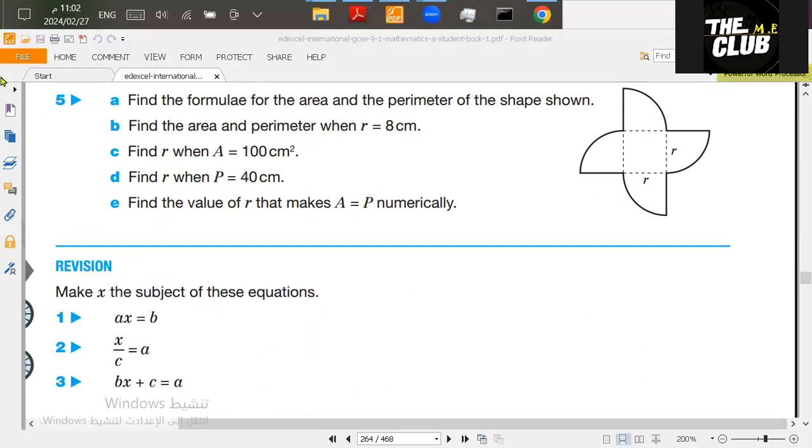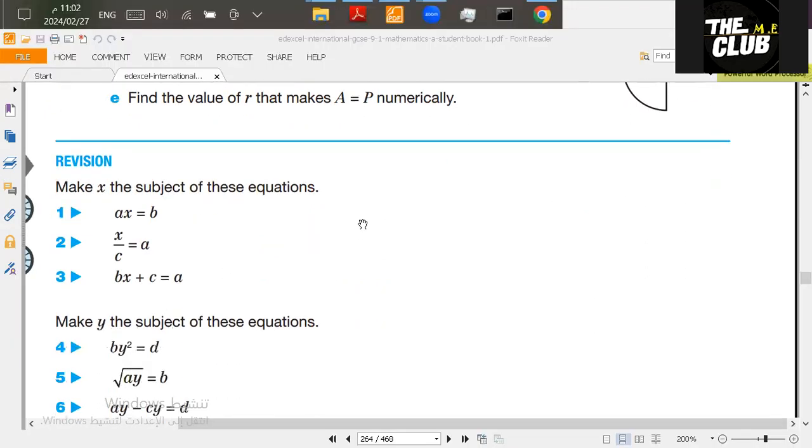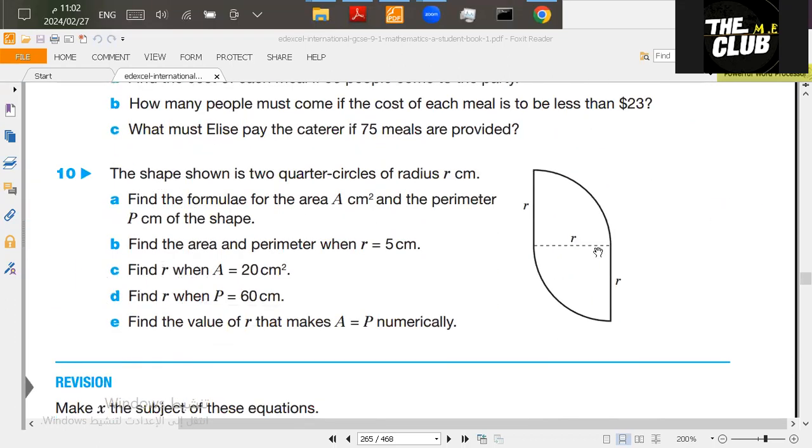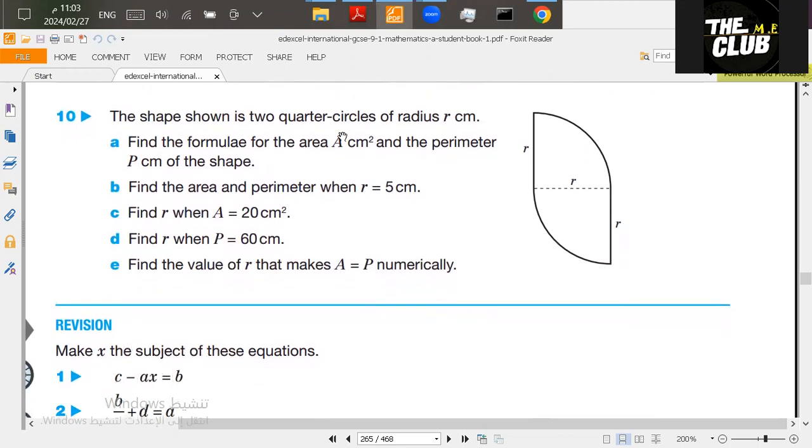So this is one of the most important questions, because most of the time they bring it in the test. Now we have another shape, which is this one. I'll help you to do the formulas, but you can do the rest of the question by yourself. Now the shape here is 2/4 of a circle, and 2/4 means 1/2 or semicircle. Semicircle. Now let's do the area and perimeter of this shape.